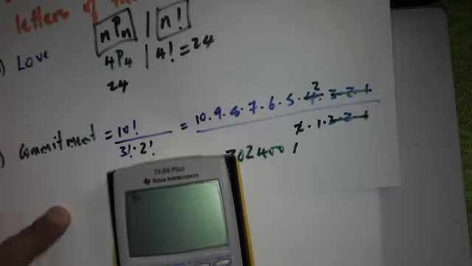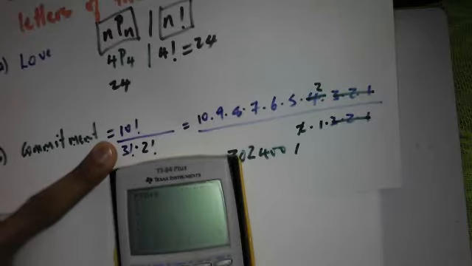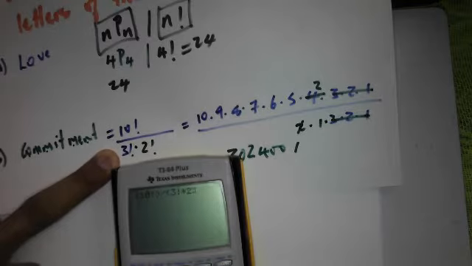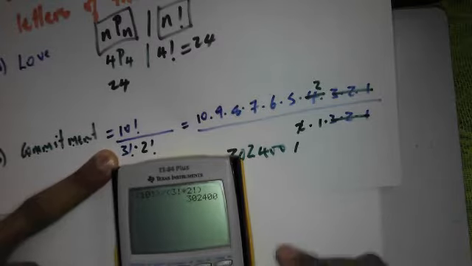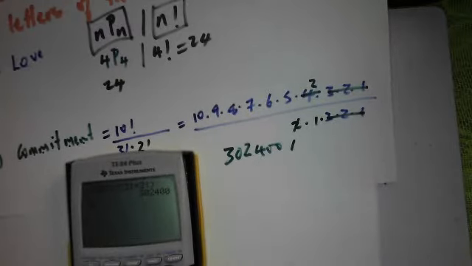So this is how you do it. You'd use your parentheses. So this parentheses 10 factorial. I hit my math and I come to PRB, come down to factorial, and I close the parentheses there, divided by, open another parentheses, 3 factorial times 2 factorial, and I close the parentheses there, and that would still give me the 302,400 that I got here. So that's how you treat words when the letters are repeated.